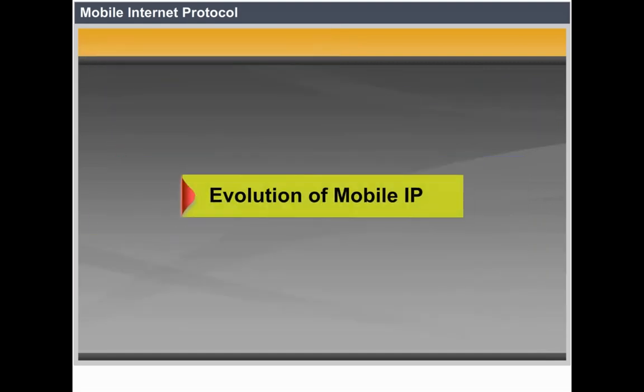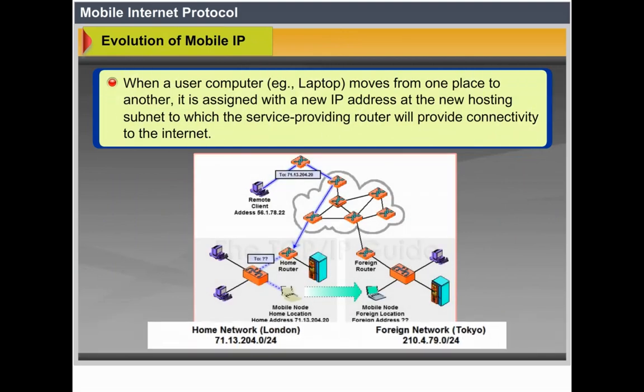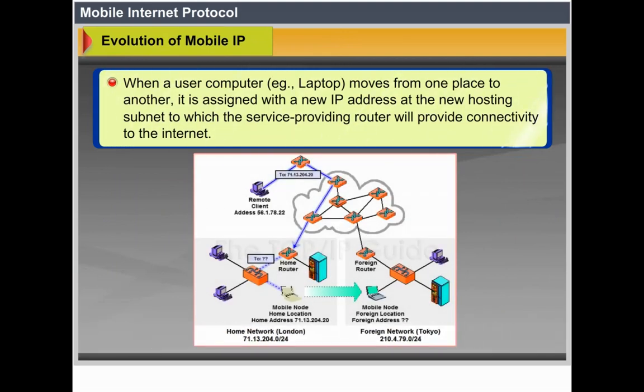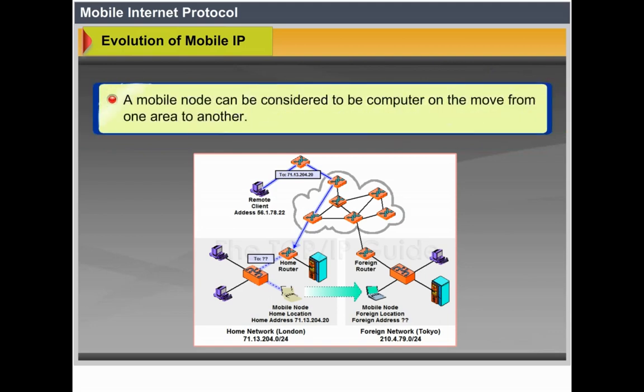Evolution of mobile IP. When a user computer, for example a laptop, moves from one place to another, it is assigned a new IP address at the new hosting subnet to which the service providing router provides connectivity to the internet. A mobile node can be considered to be a computer on the move from one area to another.